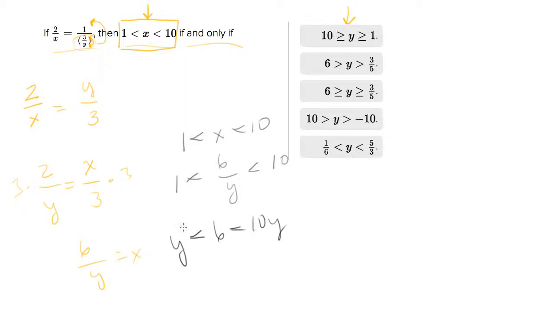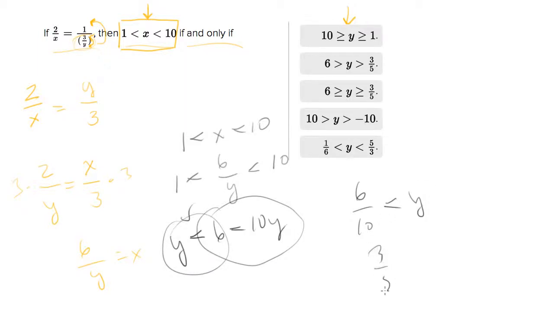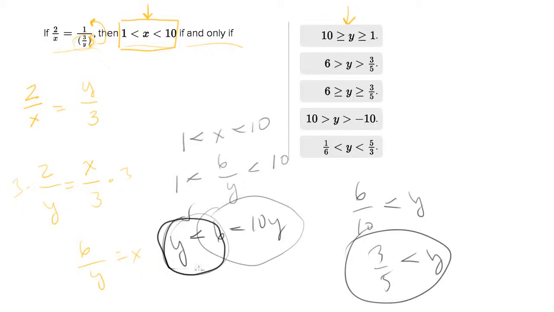I'm going to split these into two different equations. So one is y is less than 6. That's just done. Then we also have 6 is less than 10y. So let's divide both sides by 10. You get 6 over 10 is less than y, or 3/5 is less than y. So we've got two situations with y. Let's go find the answer choice that has both of those. So y is less than 6 and greater than 3/5. That's this one. So you can pick answer choice B and be done.